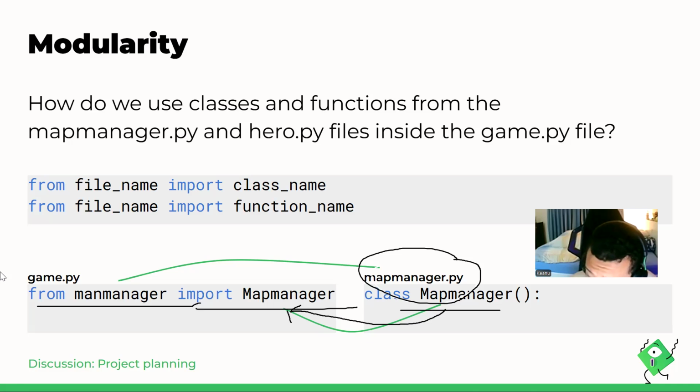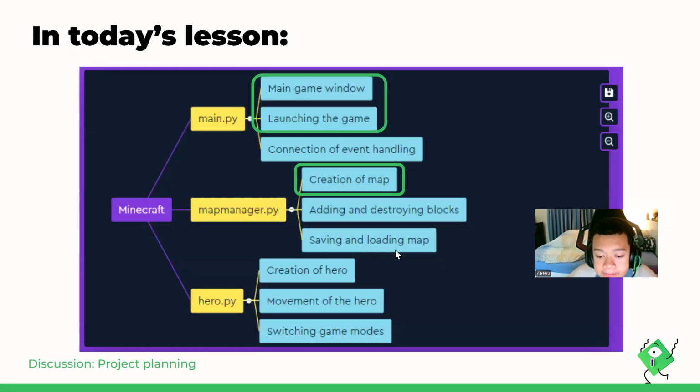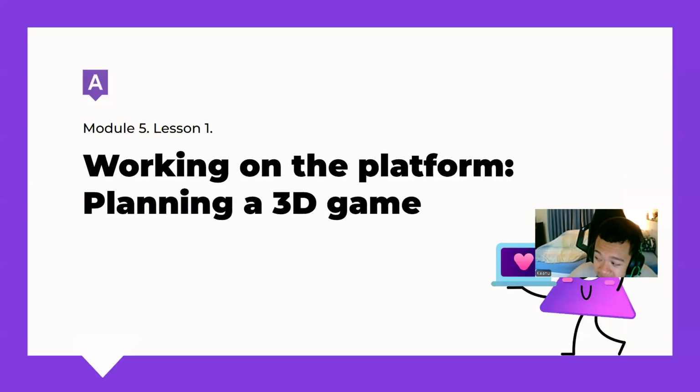So in today's lessons, we will go for the main game window. We will try to get the main game window and also try launching the game. And also we go for the creation of the map. So let's go. We work on the platform scanner.